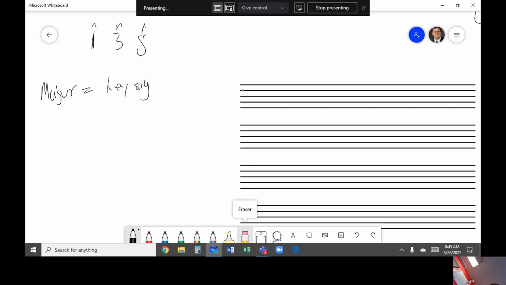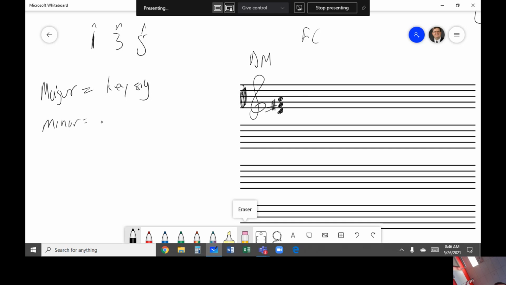Here's what I mean by that. If I were to ask you for a D major triad, you would draw the first, D, third, F, and fifth scale degree of D major. You would employ the key signature for D major, which is two sharps, F sharp and C sharp, and you would plug it in. There is your D major triad.